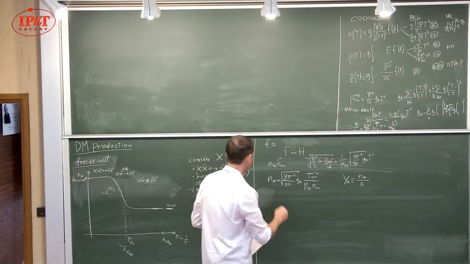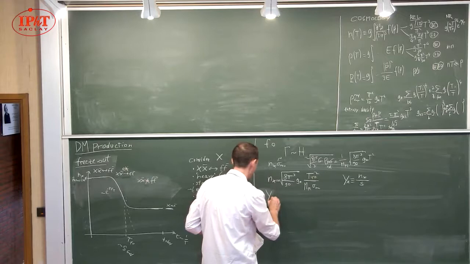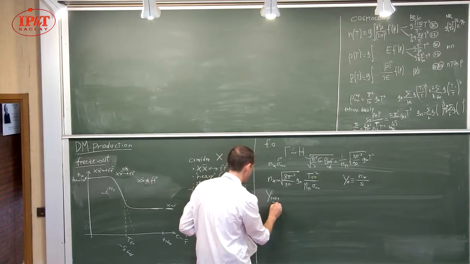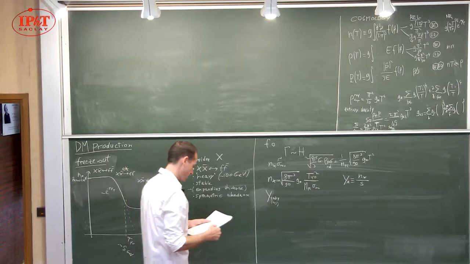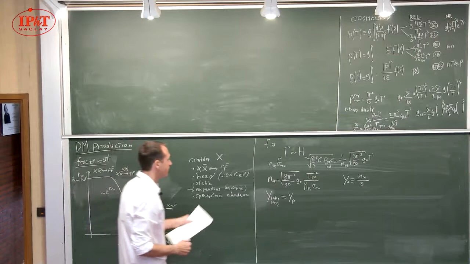So that means that if I want the value today, which I can denote as today, or as zero, or at infinity, meaning at very large time, very small temperatures, it will be equal to the value of Y at the temperature of freeze-out. As I said, it stays constant. But that I have already, right? Because I have this expression here.